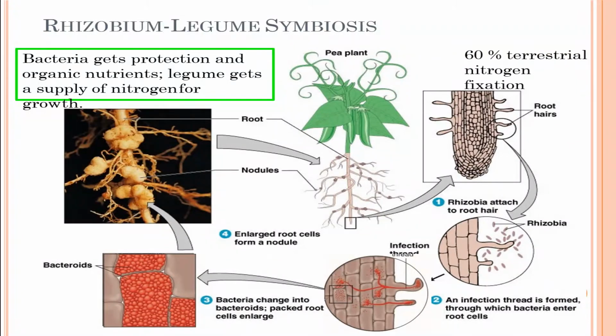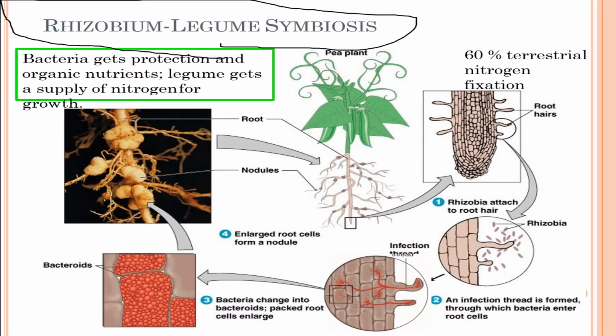So talking about the Rhizobium legume symbiosis, or nitrogen fixation carried out by Rhizobium species in the presence of nitrogenase. The bacteria get protection and organic nutrients, and the legume gets a supply of nitrogen for growth. Also, leghemoglobin is present for providing them proper oxygen.